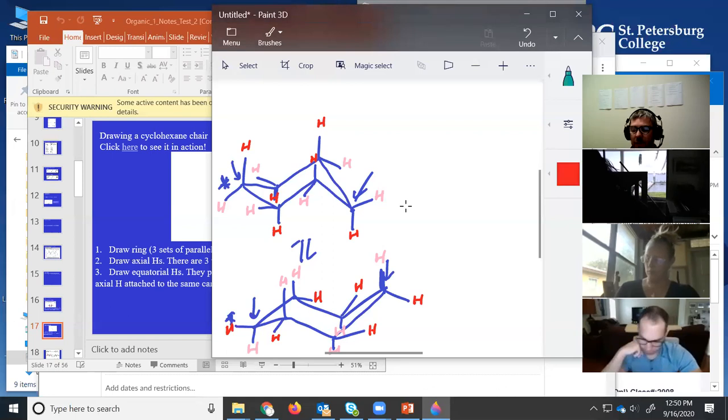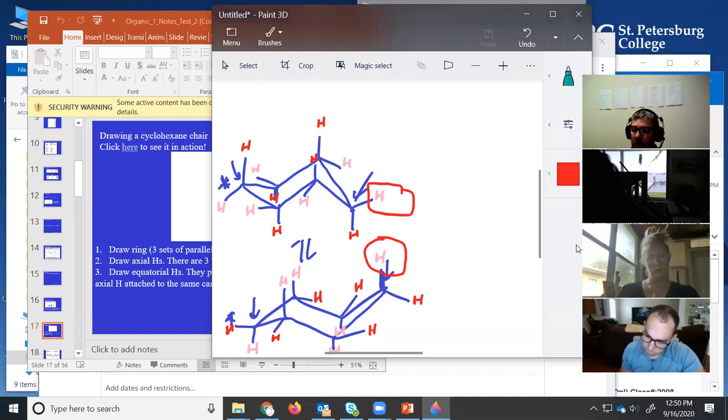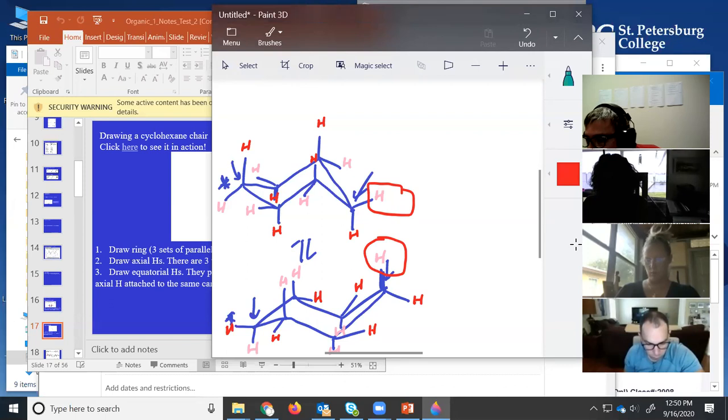No, I disagree with that, Julie, because when you look at this pink hydrogen that I'm circling here, it's now equatorial in this conformation, but then in the second conformation, it's now axial. So the hydrogens are moving. So will axials always be the straight up and down ones, and the equatorial will be more left, right? Yes.